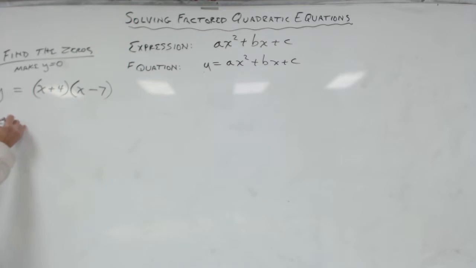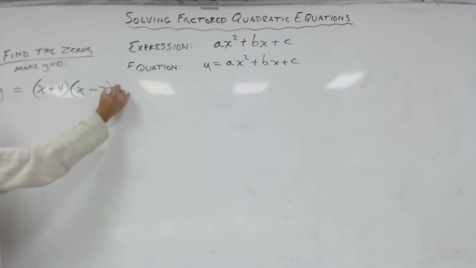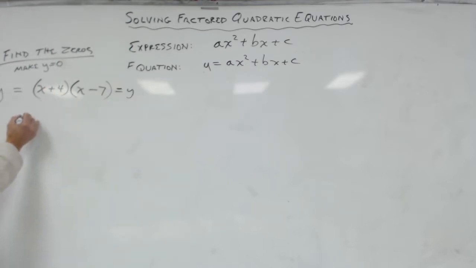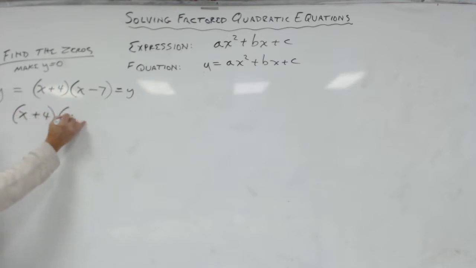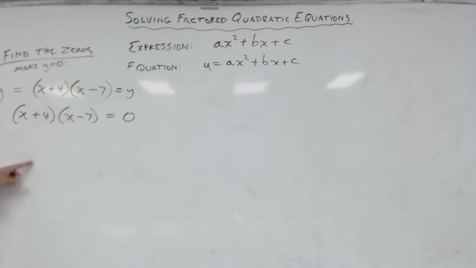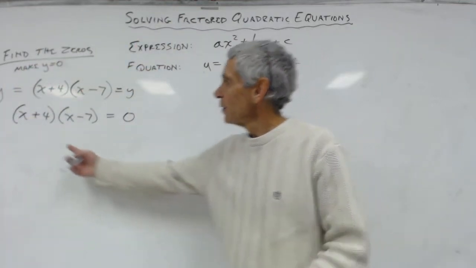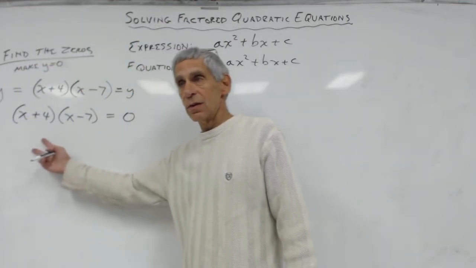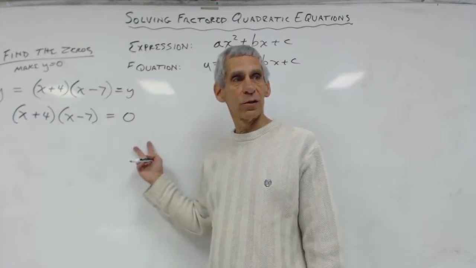Okay, watch this. I'm going to put my 0 on the right. If y is equal to this, that's equal to y. Don't you agree with me? So I'm going to say x plus 4 times x minus 7 equals 0. You should be writing this down. Are all these things in your notes? This is really important. You're not going to have a clue how to do any of this if you don't write this down. Okay? So this times this equals 0.